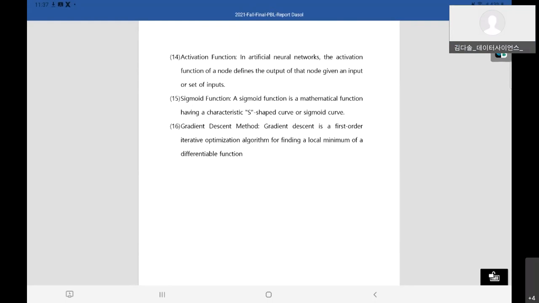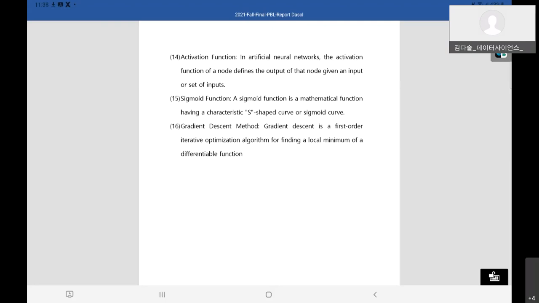But now I can see that sigmoid functions are the general concept of the S-shaped curve, such as the radial function or the hyperbolic tangent function. So I can explain about that.